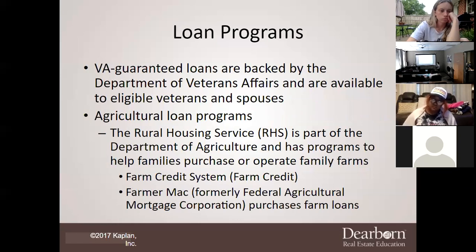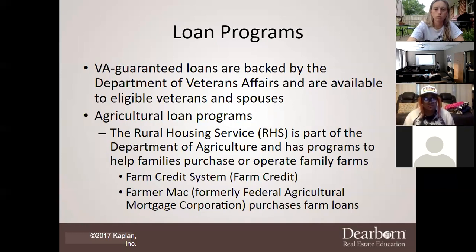A VA loan, that's a veteran's loan. Our guaranteed loans are backed by the Department of Veteran Affairs and are available to eligible veterans and spouses. So even if the spouse's husband were to die overseas or something, she's still entitled to a VA loan because she's married to a veteran.